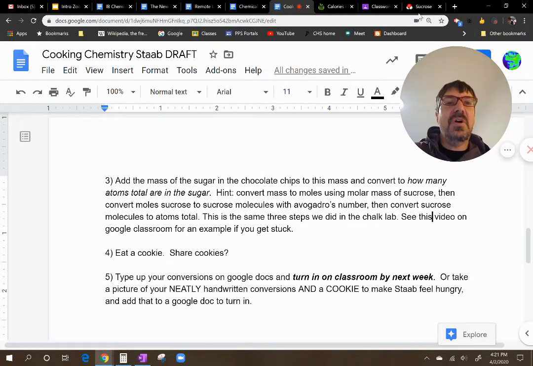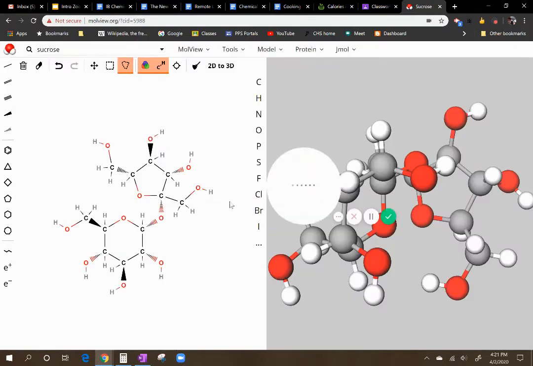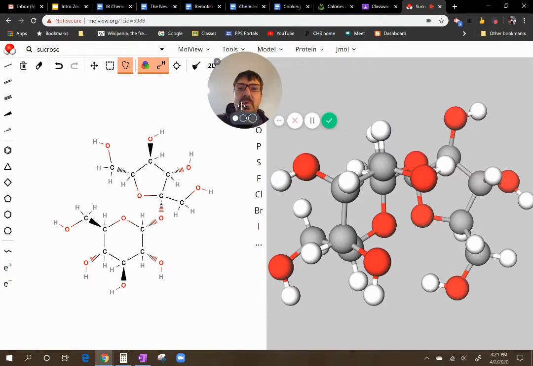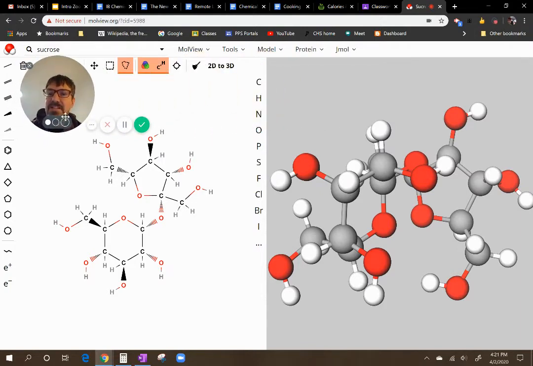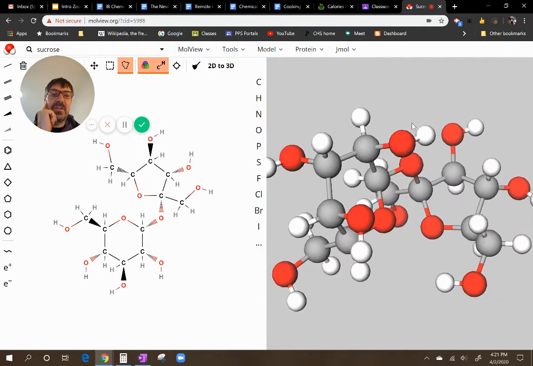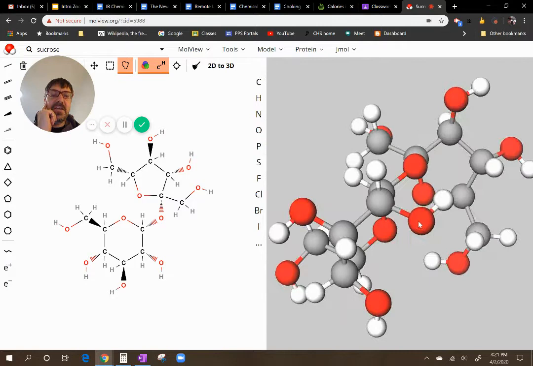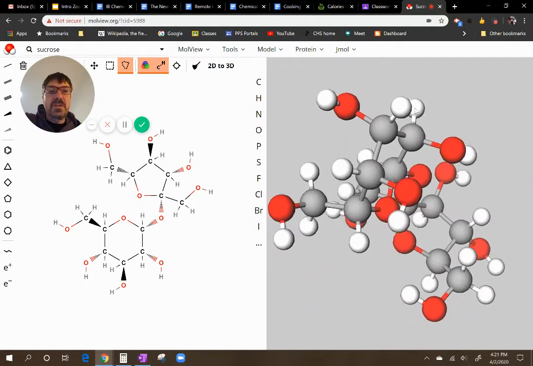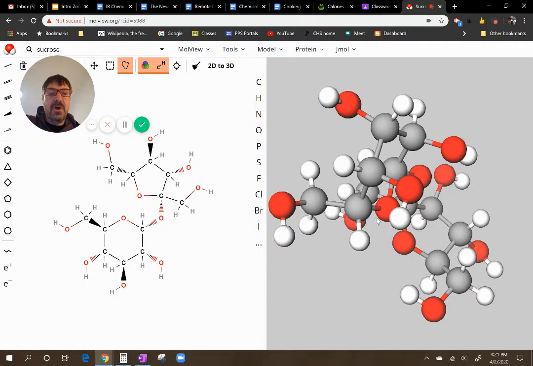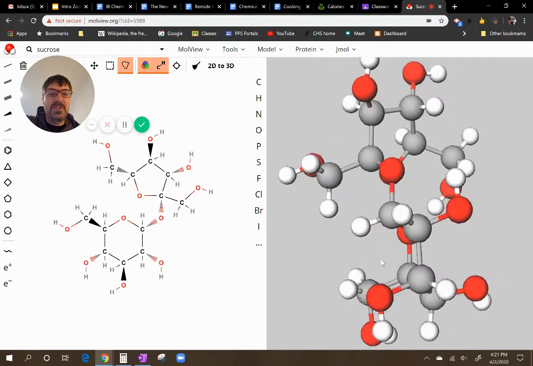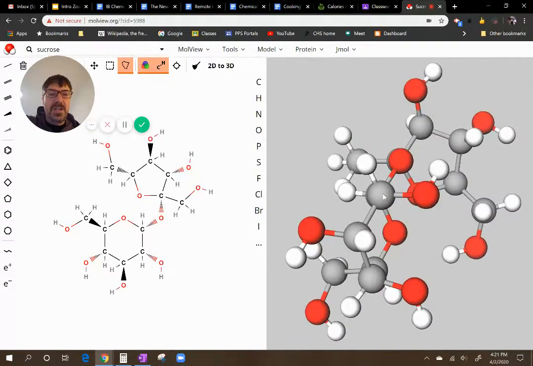All right, so here is a sucrose molecule. And a sucrose molecule has in it lots of carbon, those are the gray ones, lots of hydrogens, those are white, and lots of oxygens, those are red. And each sucrose molecule is going to have a combination of all those atoms. So if we want to get to atoms at the end, we need to count all of these. We need to know how many total atoms are in this.